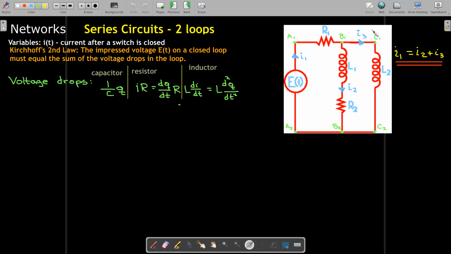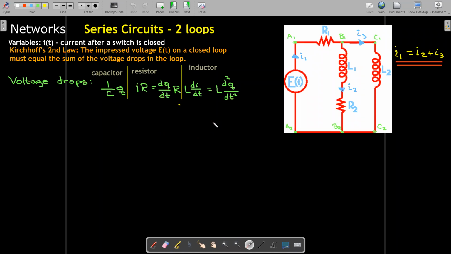It's very rare that it would be 50-50. Depending upon what the circuit is, it will be different values. But one thing that is certain is that the amount of current after the split has to be the amount of current before the split. So I2 plus I3 has to equal I1. And we can make use of that.